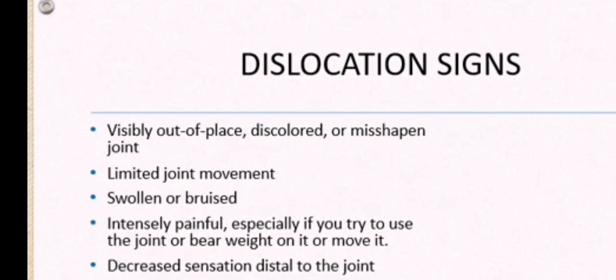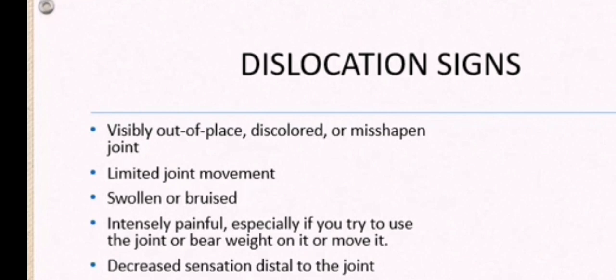So once you look at the patient, you have the history. Now you look at the patient, and you clearly see that the joint is out of place. It's a discontoured, misshapen joint, and joint mobility is limited. Once you ask the patient to move the joint, either he can't move it completely or some limited movement is there. You can see swelling around the joint or bruises, and if you ask the patient to move or weight bear on that joint, the patient will experience severe pain.